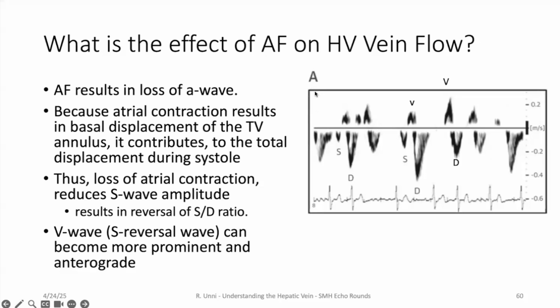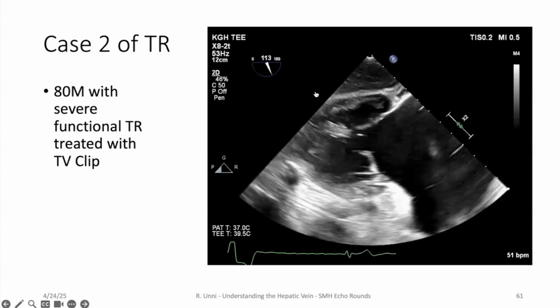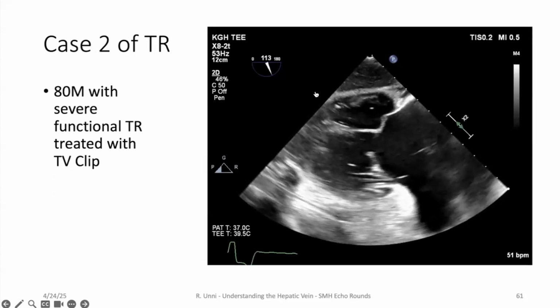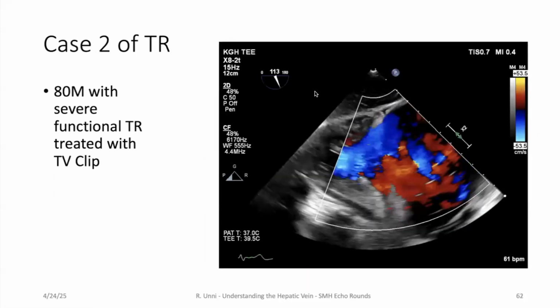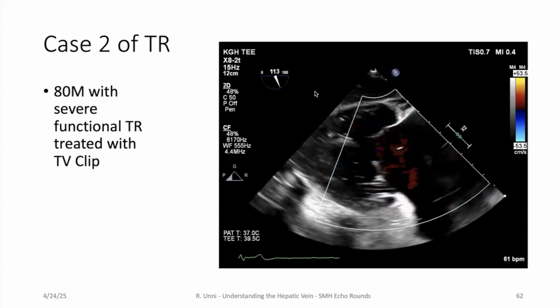So let's look at a case. This is another case of TR from here at St. Mike's. We have an 80-year-old gentleman. This is severe tricuspid regurgitation treated with a clip. So this is his pre-clip imaging. You can see that this annulus is very stretched. The RA is massive. You can see there's a good amount of tricuspid regurgitation.